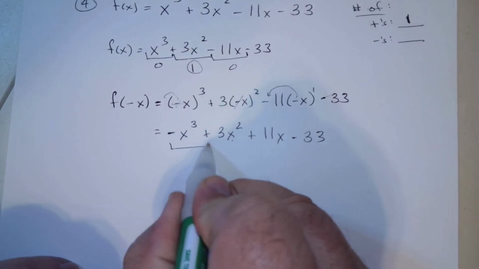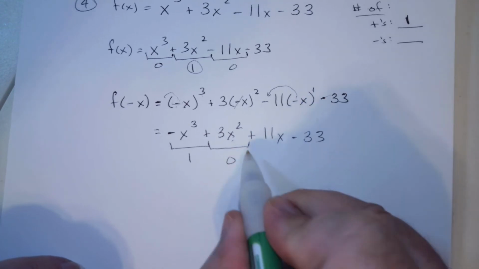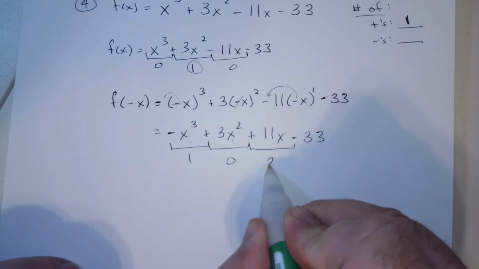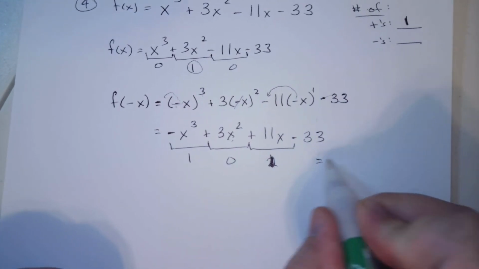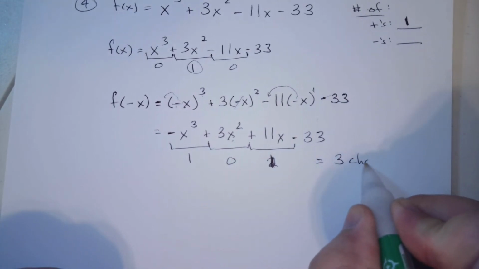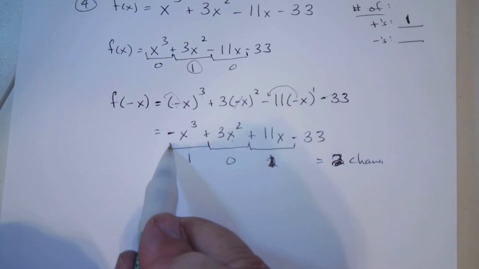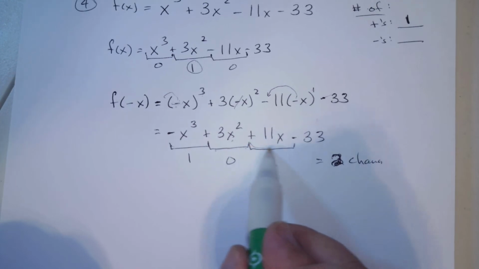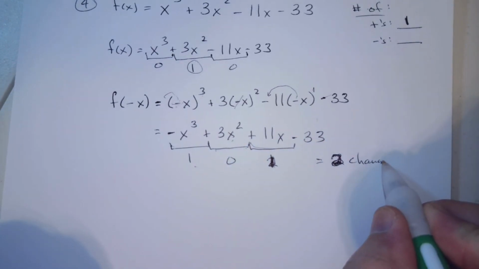So we have one sign change, no sign change, two sign changes. Oh, that's another one. So we have a total of 2. That's one sign change, that's not, and that's 1. So 1 plus 0 plus 1 is 2 sign changes.